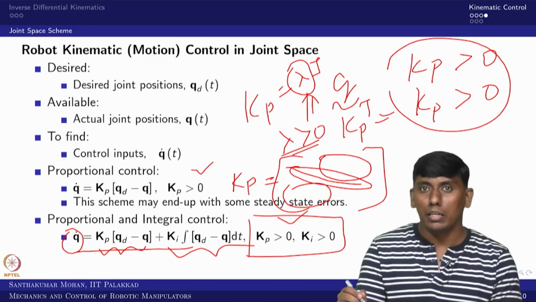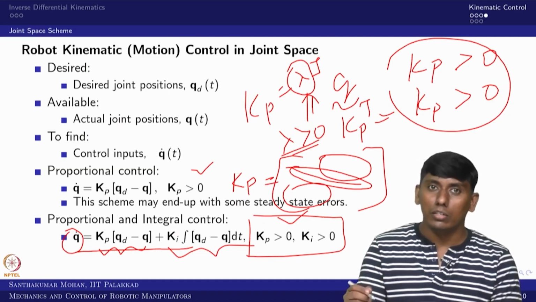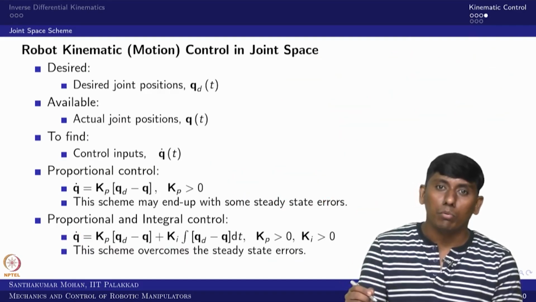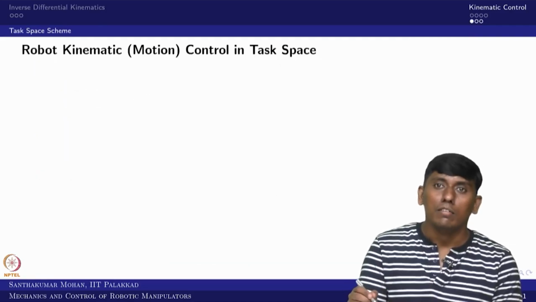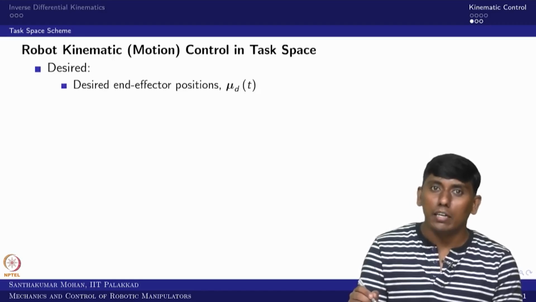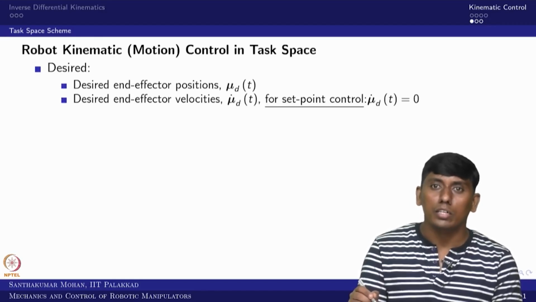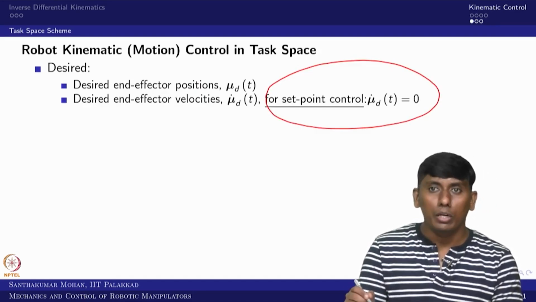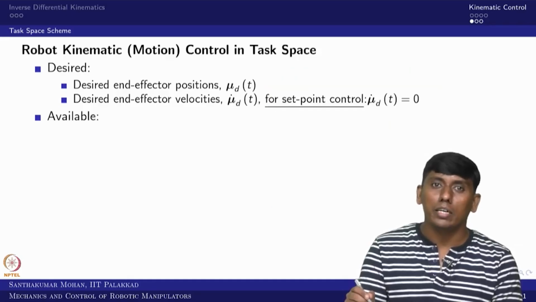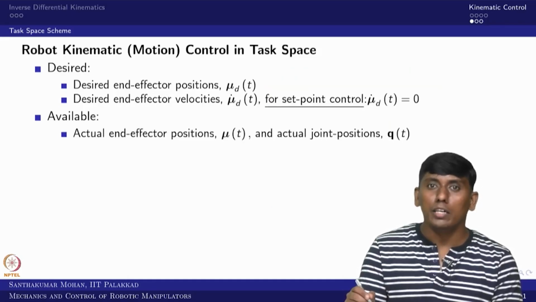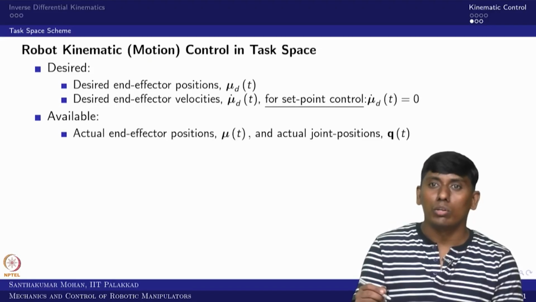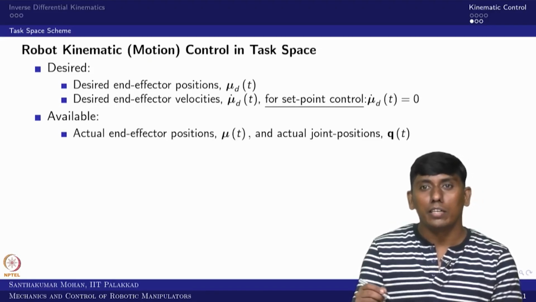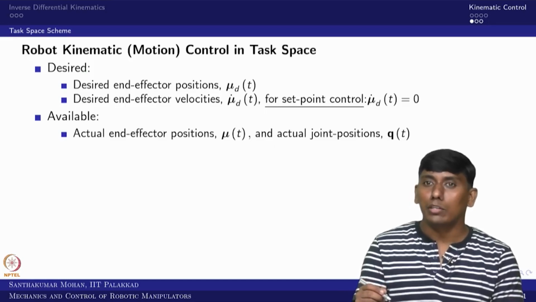We will go to the kinematic level, but in task space. For the task space, this will overcome the steady state error. What would be given for the task space? Instead of desired joint position, it would be given desired end effector position and desired end effector velocity, and if it is a set point, the desired end effector velocity would be 0. Then the actual end effector position would be available, and also the actual joint position, because sometimes the inverse kinematics is not possible straight away, so people try to use the actual joint position.